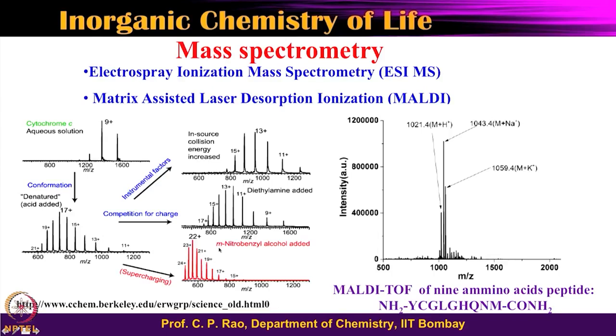So Z value increasing. Z value can become 1, can become 2, can become 3, can become 4. Here we have even 11, 13, 15. Here you have 22, 23, 24, all these kinds of things. From this you can resolve and get the protein mass. You can also make some changes in the instrumental parameters to get a little bit more ions too. 11 plus charge, 12 plus charge, 13 plus charge, 14 plus charge, 15 plus charge.